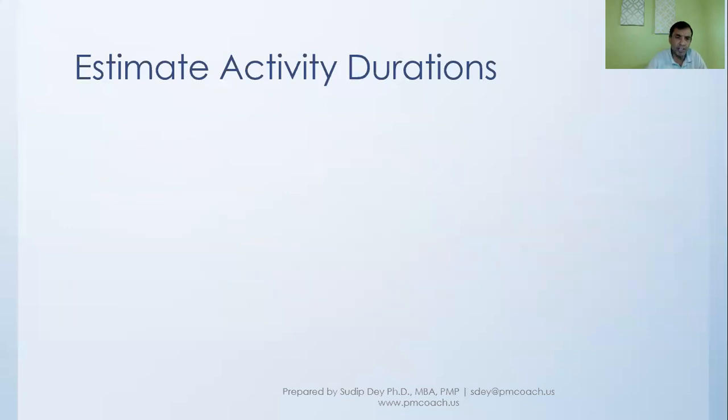Now, estimate activity duration is really about estimating the number of work periods required. So what we have so far is all the activities in place. We know which are the activities and what we really need to do on these activities. In this process, when we are doing the estimation of duration, we are trying to find out how much time these activities will take.